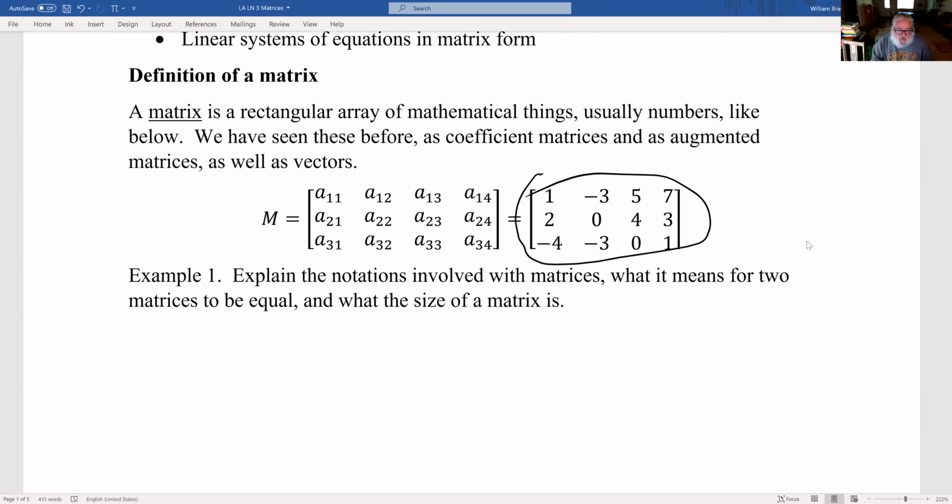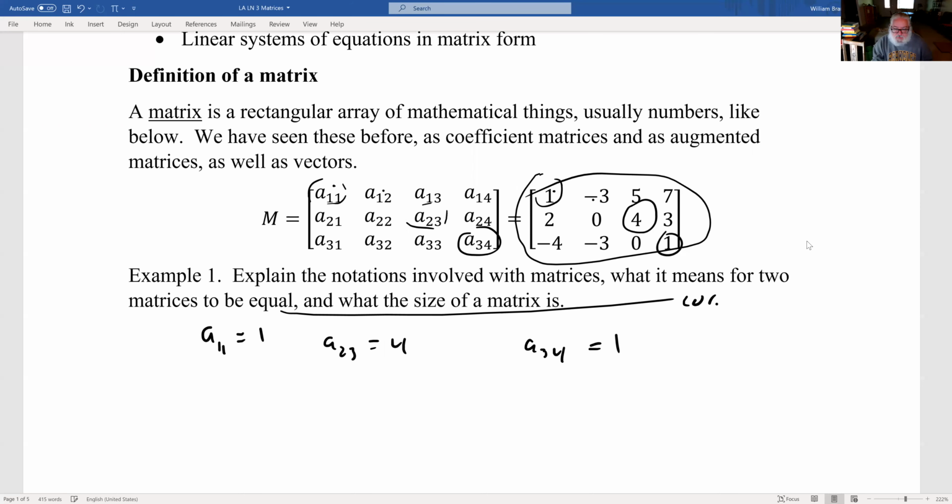So what are the various notations going on here? Two matrices are equal means that each corresponding term is the same. So here we must have A11 equal to 1. So this term has to be equal to that term. And A23, that's this term, has to be equal to 4. And A34 has to be equal to 1. All right, so equality means corresponding entries are equal.